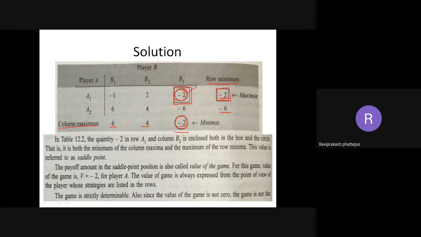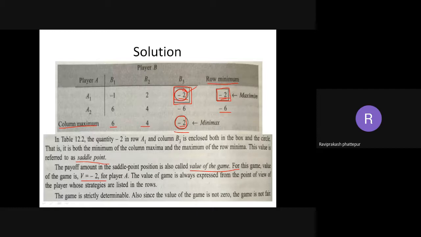So this is the saddle point, and the value of the game is -2. You can see here in the table, the quantity -2 in row A1 and column B3 is enclosed both in the box and the circle. Okay, so this is both the minimum of the column maxima and the maximum of the row minima. So this value is referred to as the saddle point. That's what I explained. The payoff amount at the saddle point position is also called the value of the game. So for this game, the value of the game V is -2 for player A.